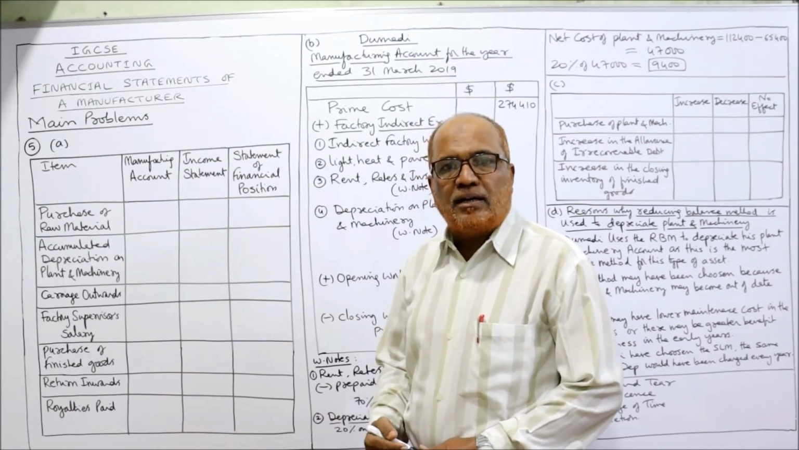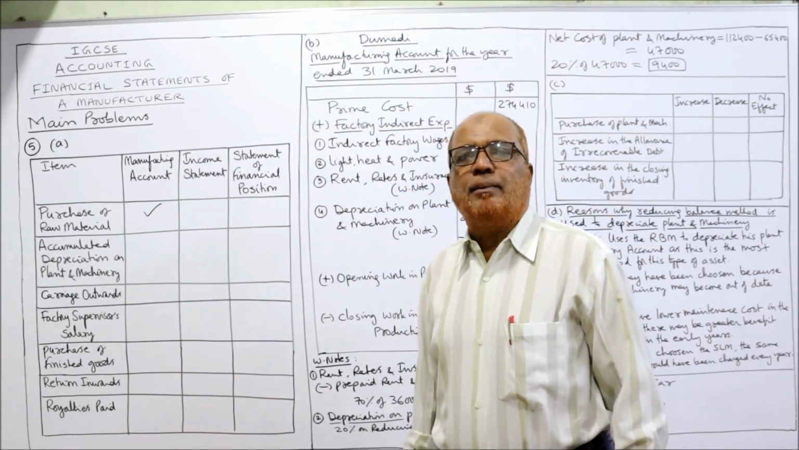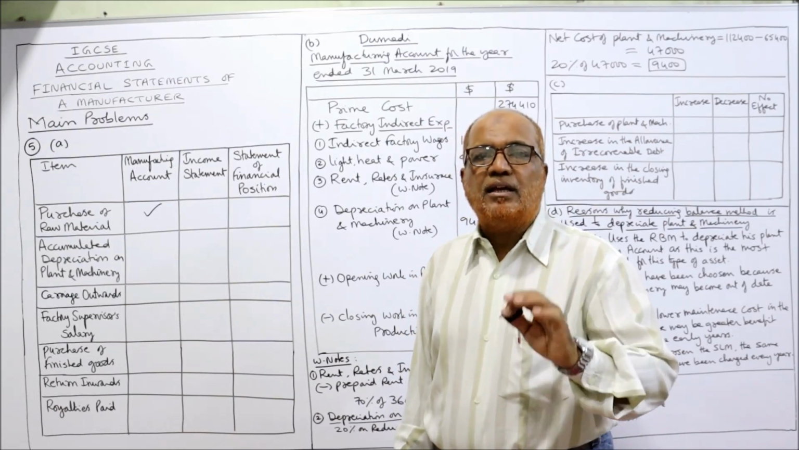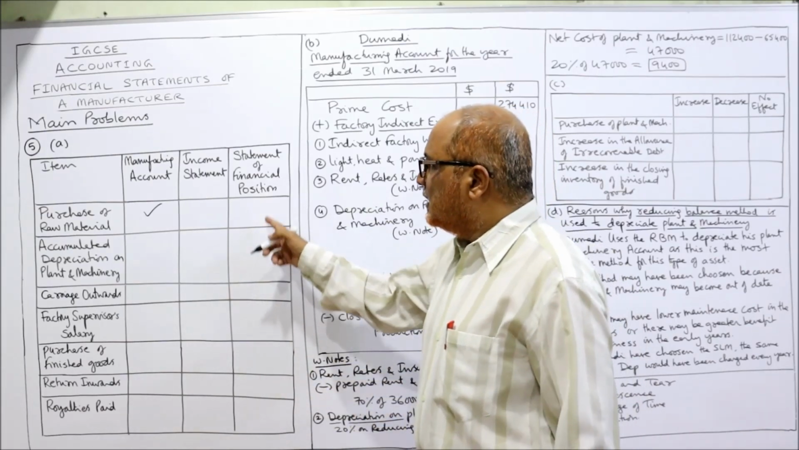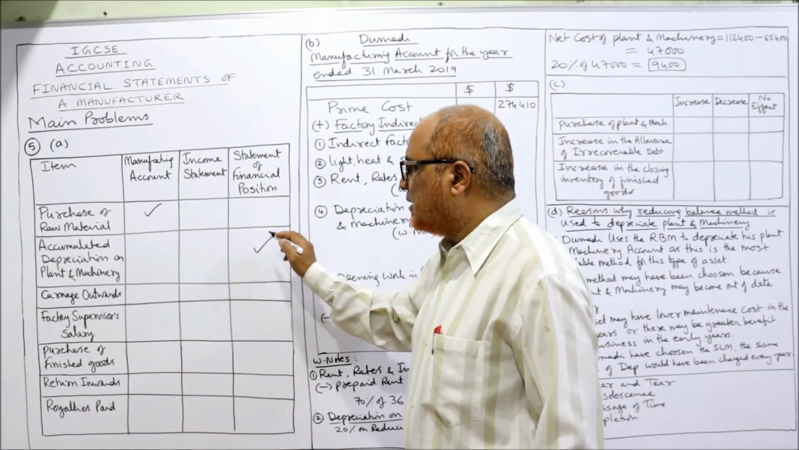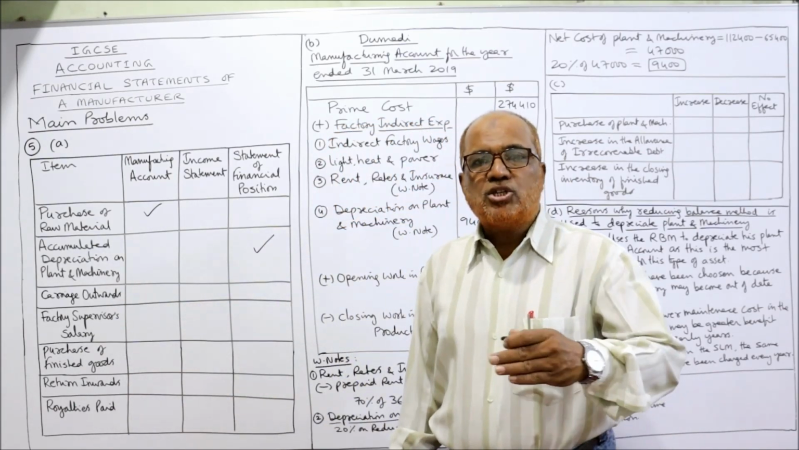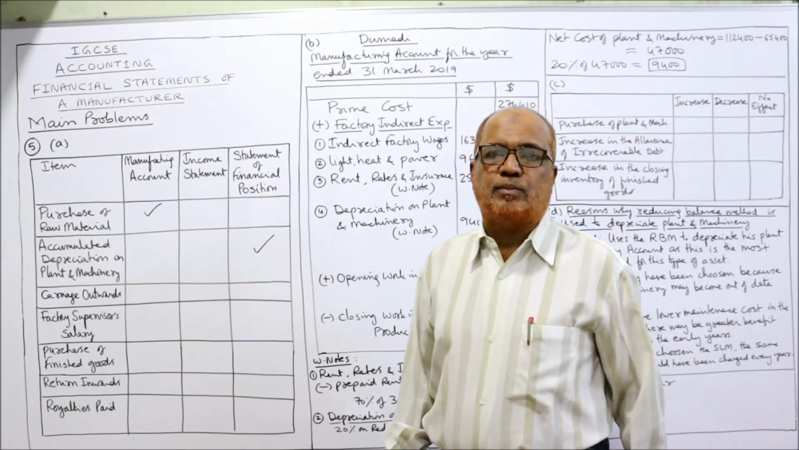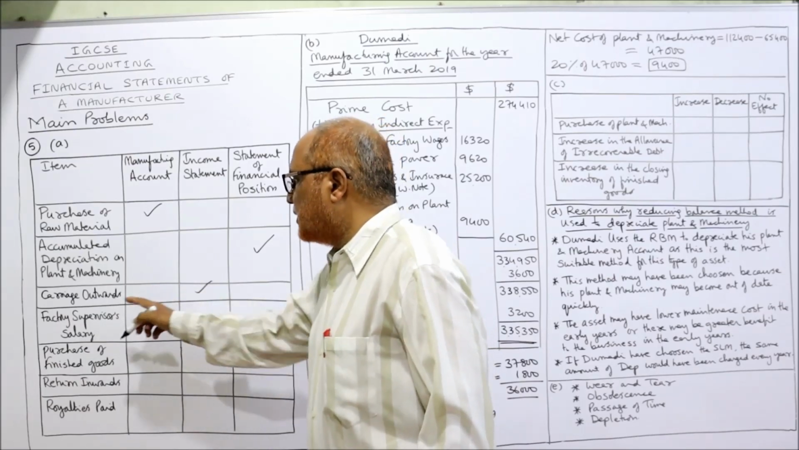So we put a tick in manufacturing account. Similarly, accumulated depreciation will be taken in the statement of financial position, so here in the statement of financial position, put a tick mark. Next, carriage outward. Carriage outward is an indirect expenditure which will go to income statement. So carriage outward will be taken under income statement.